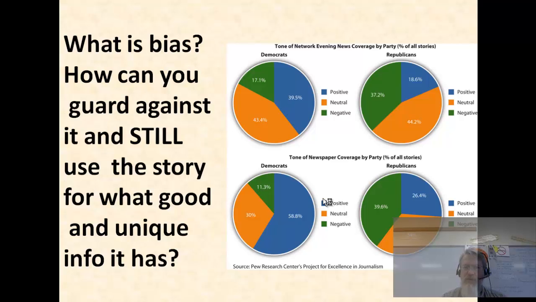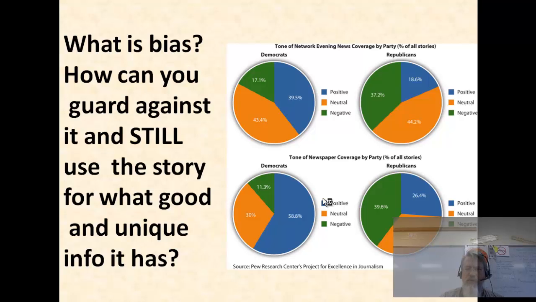Which leads us to this concern, bias. What is bias? It's when somebody reports something, says something that's basically following more their opinion. So we're going to discuss this issue of how can you guard against this and still use the story for what good and unique information it has. Well, you be aware that sometimes news might be biased in one direction or another. And you're just aware of that, and you're looking for the common facts that somewhat match up with other research on the topic you've been looking at. So again, they call that triangulation of information, where you're using sources to confirm each other. So you take the good out of the source, whether it's a newspaper or not, and eliminate the bias.